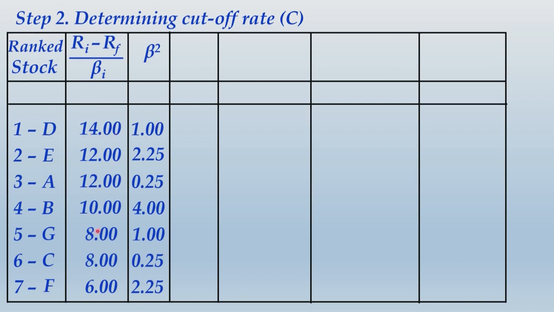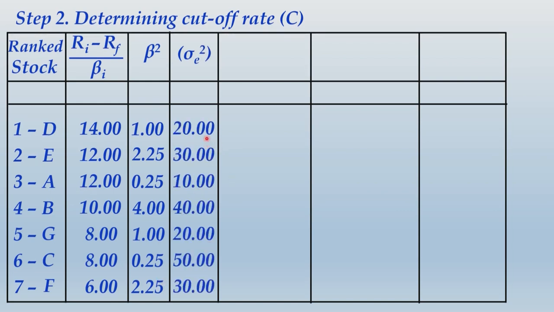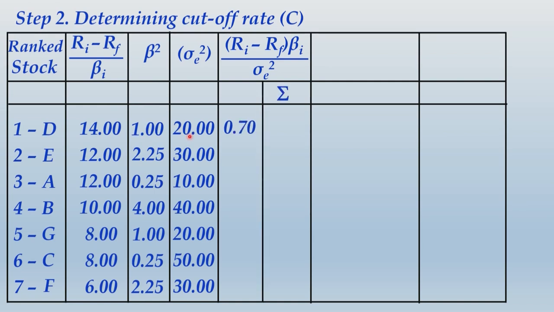So make sure that you have written all these values in order of the ranks, correct? Not alphabetically A, B, C, D, E, F, G. And same thing, be careful with the beta squared values. And while copying even the unsystematic risk, you should make sure that you would have obtained this. And then, if you want to have this calculation, I told you, it will be column 1 into column 2 divided by column 3. So this into this divided by this. So it will be simply 14 into 1 divided by 20. What you get is 0.7.